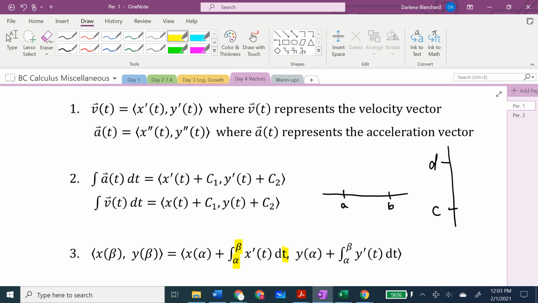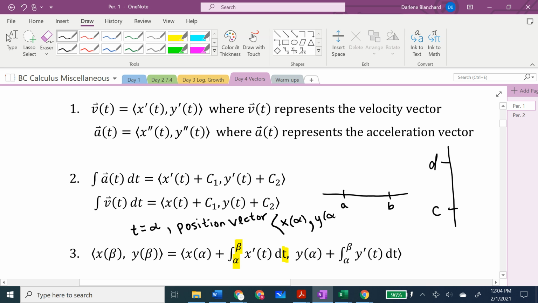But all it is, you have to do 2 integrals instead of 1. Woohoo! So you know your position at a particular time. Now, what this problem is basically saying is at time alpha, your position vector is x at time alpha, comma, y at time alpha.